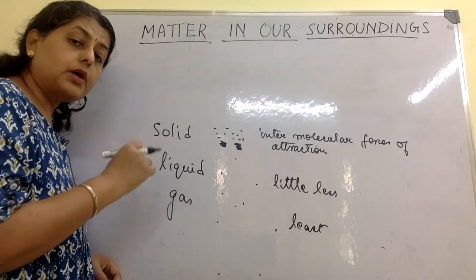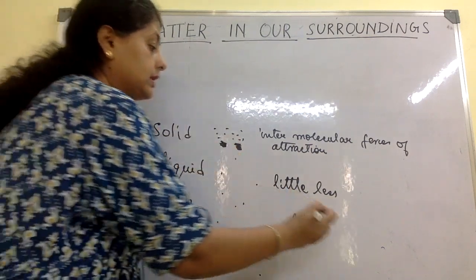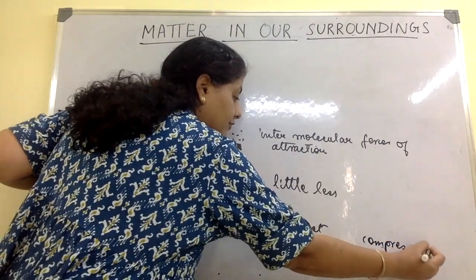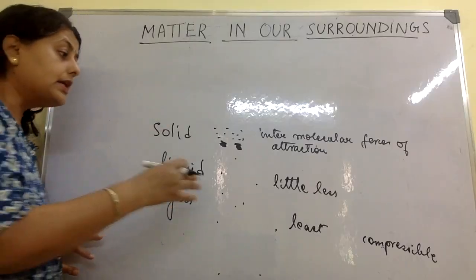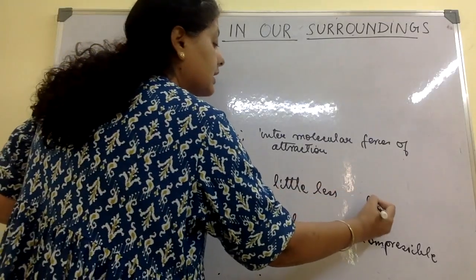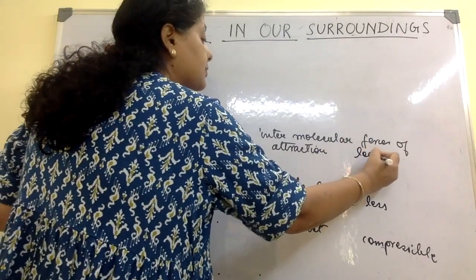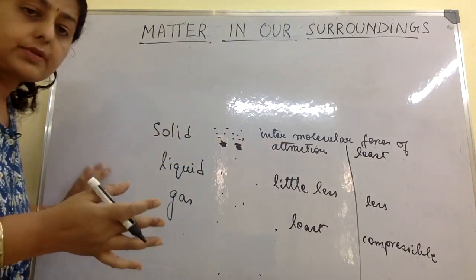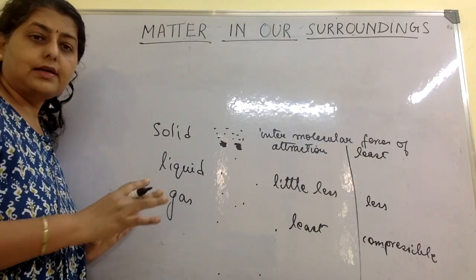Now if we talk about compressibility, gases are the most compressible. What is the meaning of compressible? That is, you can press it down and reduce its volume. Liquids are less compressible than gases, and solids are the least compressible. You can press a solid down, but you will not be able to change its volume.